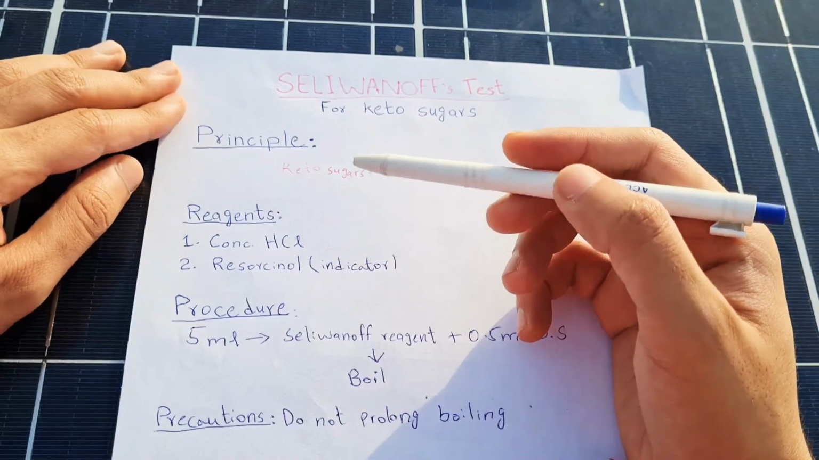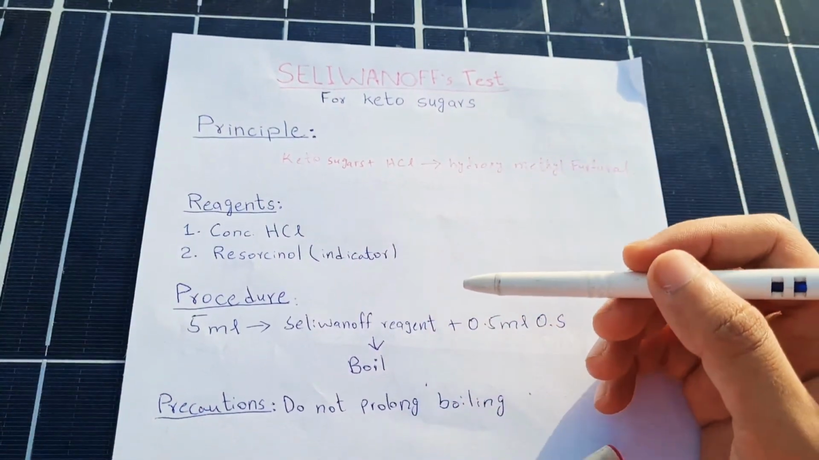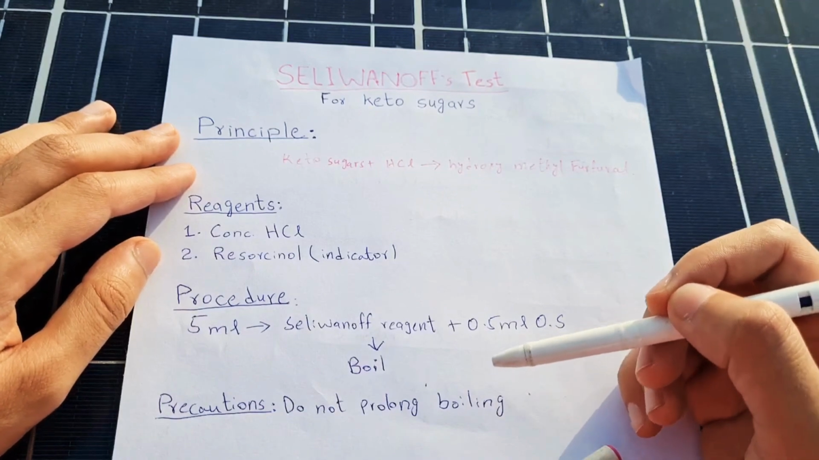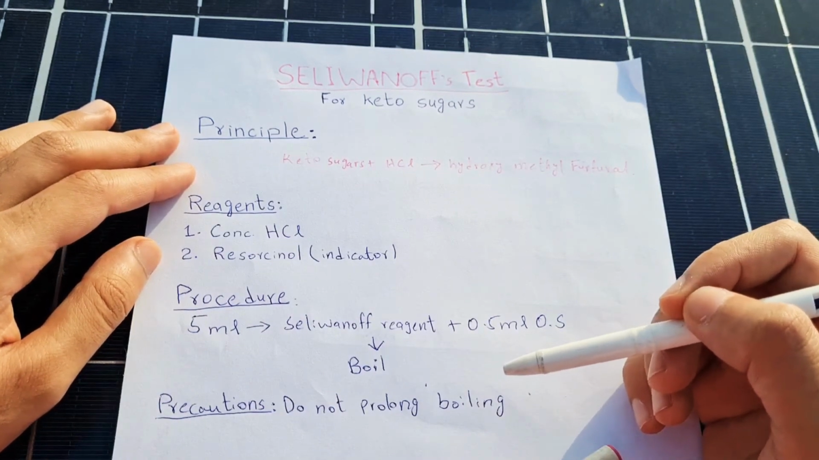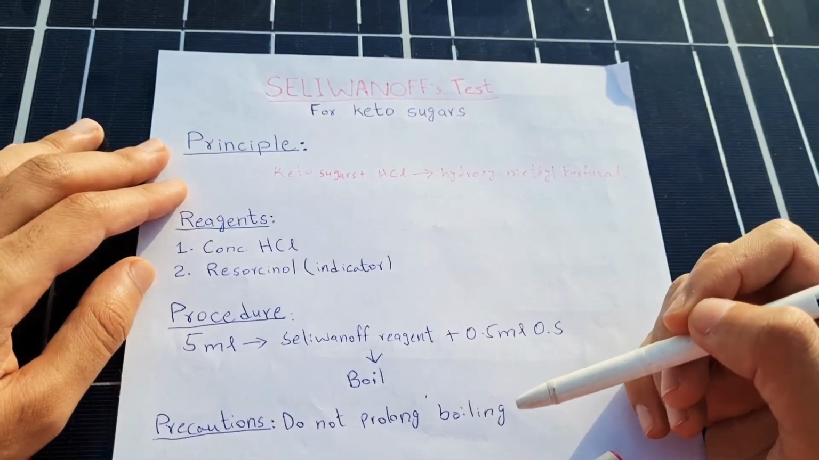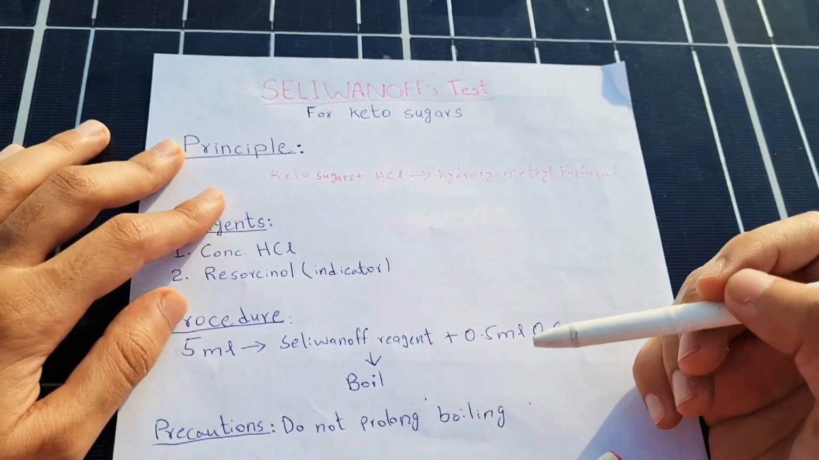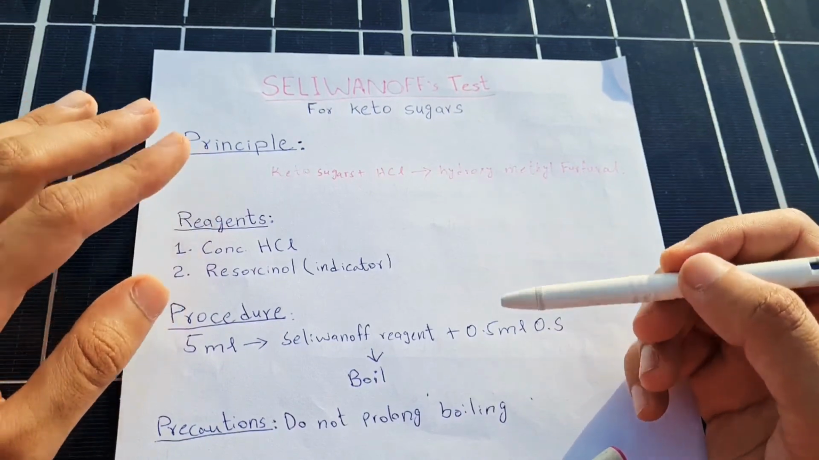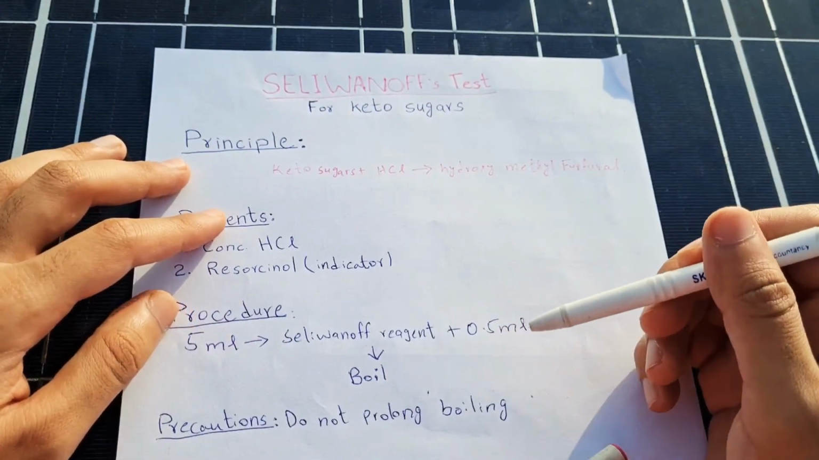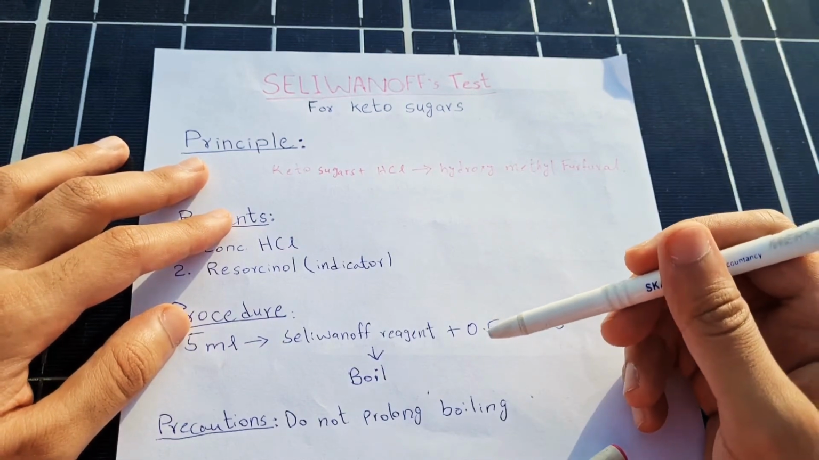Now let's talk about the procedure of this test. First of all, we will take a test tube and add 5 milliliters of this Seliwanoff's reagent. Then we will add 0.5 ml of the given sugar solution, which may or may not contain keto sugars, into that test tube, and then we will boil that test tube.